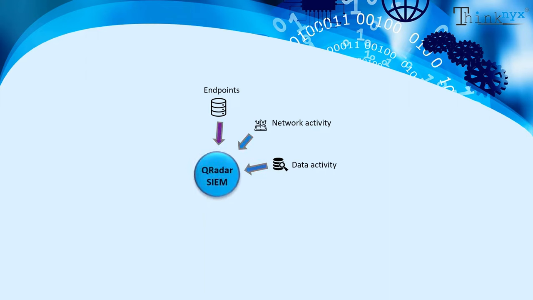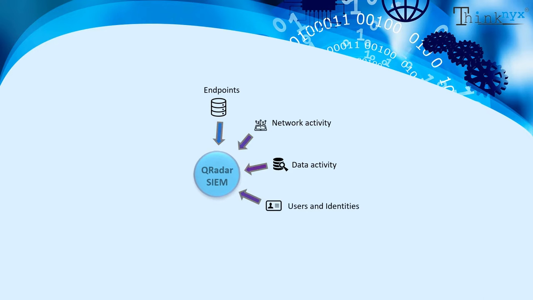QRadar correlates and analyzes a variety of data types from a wide range of data sources to identify known and unknown threats. These data sources range from various endpoints like Carbon Black, Windows event logs, to network activity data which comes from firewalls, routers, gateway, and many more. It is capable of capturing and analyzing data activities as well.